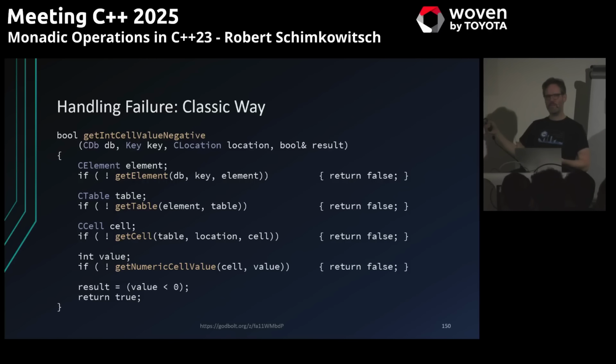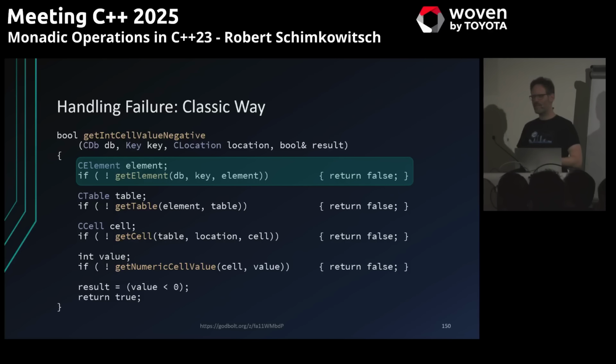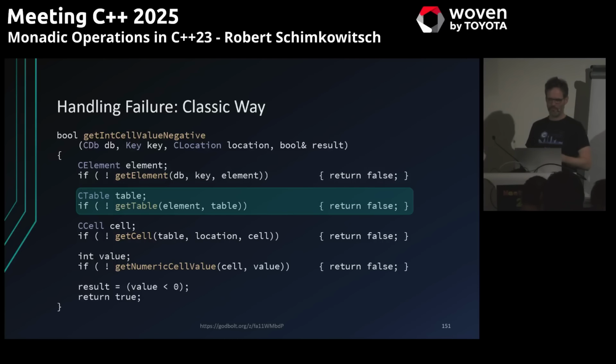Anybody has a flashback? You may have seen this code before. So let's quickly walk through what it does. We create a C element on the stack and ask getElement nicely to fill it for us. Then we check the return value and ourselves exit on failure.